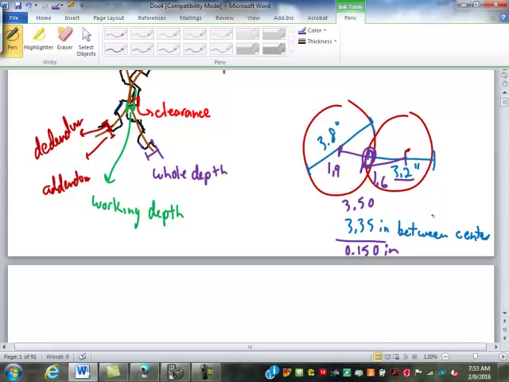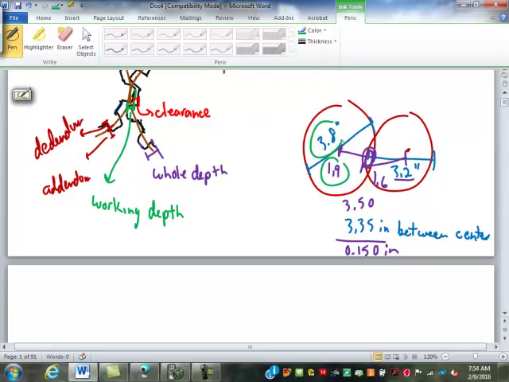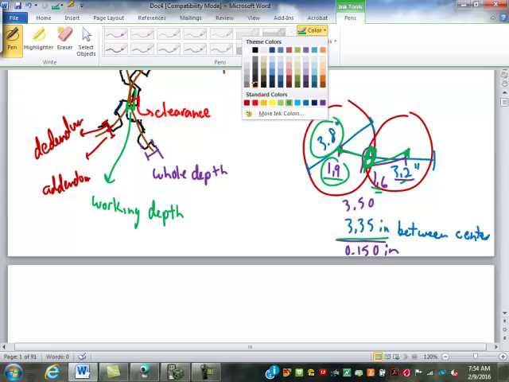Everybody see what I'm saying there? Any questions? 1.9 is half the 3.8 diameter, so that's the radius of this circle. 1.6 is half the 3.2, so that's the radius of this circle. Those two radii overlap. So if the distance from center to center is 3.35, the total of these two is 3.50, so the difference must be the amount of the overlap. The working depth, yep.